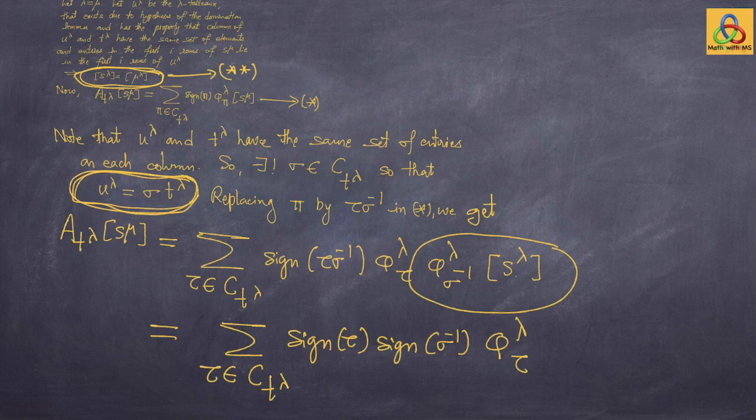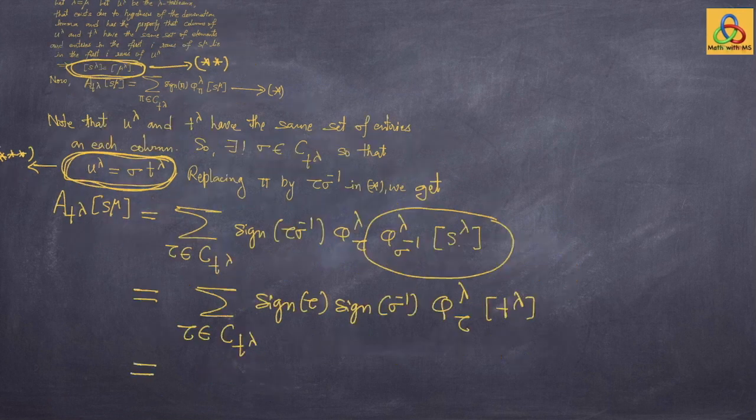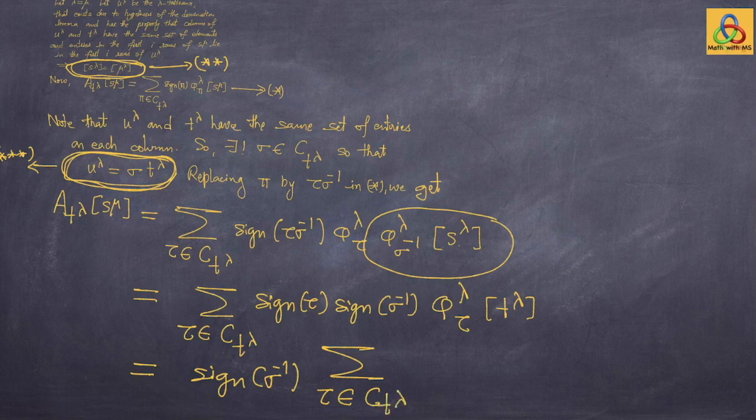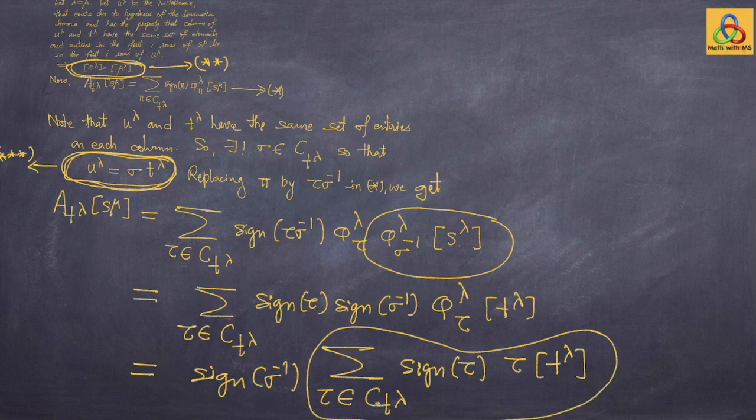Using double star and triple star, I know that phi lambda of sigma inverse of the lambda tabloid S lambda, which is the same as the lambda tabloid mu lambda, is the same as the tabloid T lambda. But this is the same as sign of sigma inverse, which is plus or minus 1, times the summation over tau belonging to the column stabilizer of T lambda of sign of tau. But what is phi lambda of tau? This is simply tau acting on the tabloid T lambda. And now if we look at this expression, this by definition is the polytabloid E of T lambda. So this is just the same as plus or minus 1 times E of T lambda. This is what we wanted to prove.